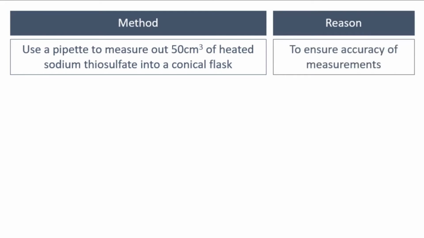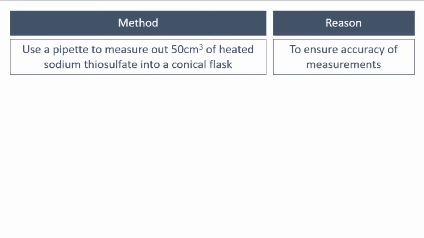So the pipette ensures your accuracy of measurements. A pipette's better than using, I don't know, a beaker, for example, to measure out 50 cubic centimeters. You could also talk about consistency to make sure your results are comparable. That would also be important, because when you do it with another temperature, you would also need 50 centimeters cubed. So to ensure that you've got comparable results would also be a perfectly valid point.